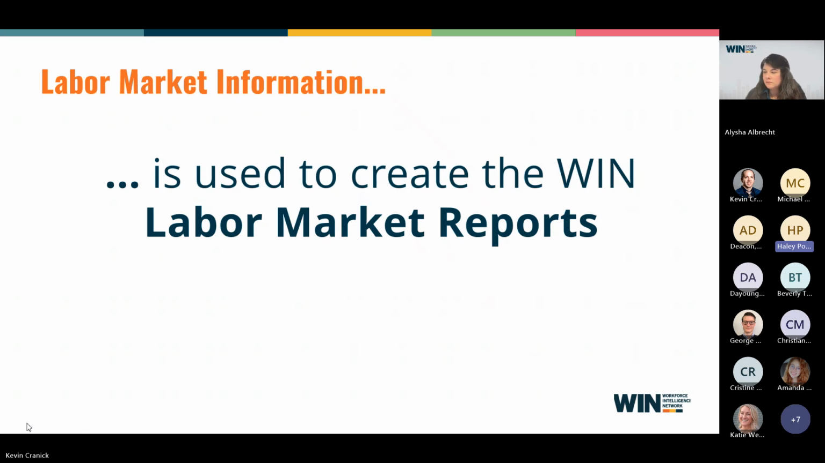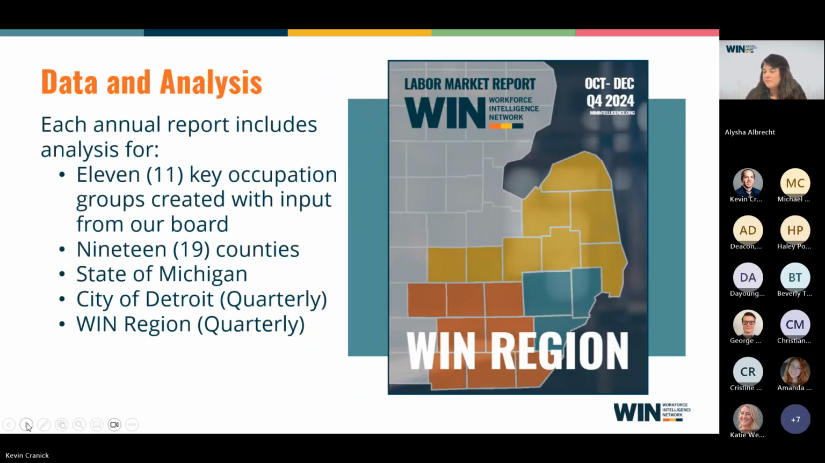Kevin, go ahead and go on to the next slide, please. So the annual reports include an analysis of 5 to 11 key occupation groups that were created with the board input. There are 19 county regions, some combined with other counties, the state of Michigan overall, the city of Detroit pulled out from Wayne County, and then the WIN region. So we also do the city of Detroit and the WIN region every quarter. And those are, I guess that's the next slide. Go ahead on to the next slide.